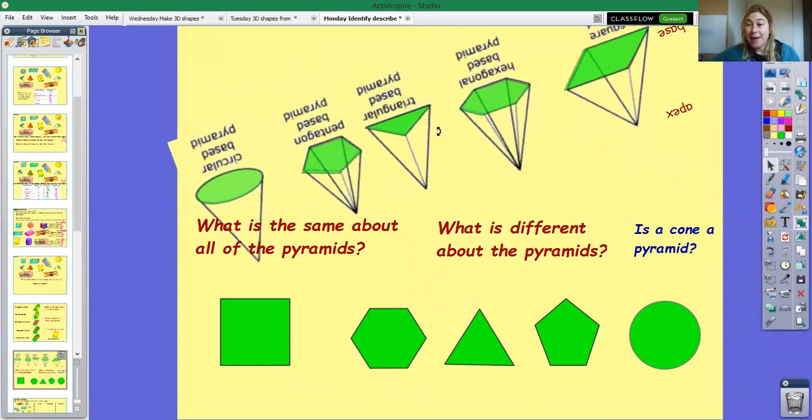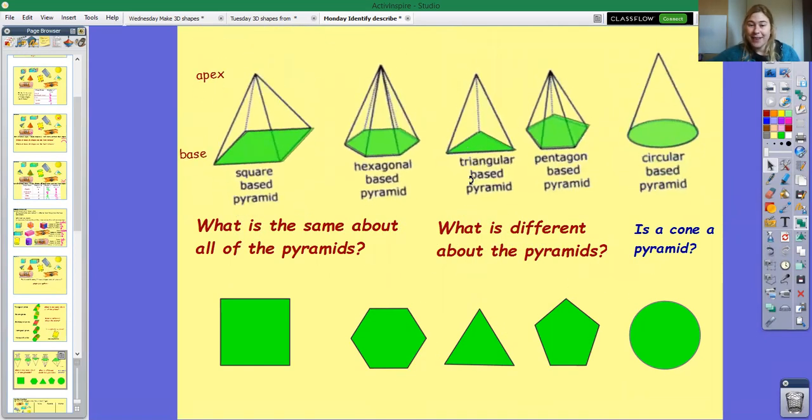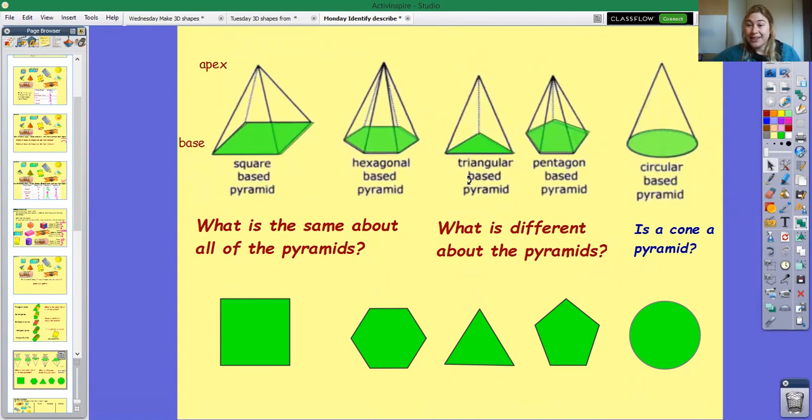So the base face, that rhymes, I know. The base face is what it would sit on. And that is actually what names the shape. So if you're ever not sure about the name of a pyramid, look at the base shape. Okay, so if it's got a square base, it's a square base pyramid. If it's got a pentagon base, it's a pentagonal base pyramid. And I hope you can see here that the apex, the vertice at the top where all the other faces meet, is directly opposite the base face.